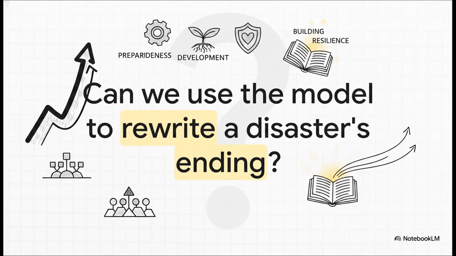And that really leaves us with one final massive question. The PARC model is amazing at showing us the story of what happened. But the real challenge is this. Can we take its lessons about preparedness, development, and building resilience to actually change the shape of that curve for the next disaster? Can we rewrite the ending for the world's most vulnerable communities?